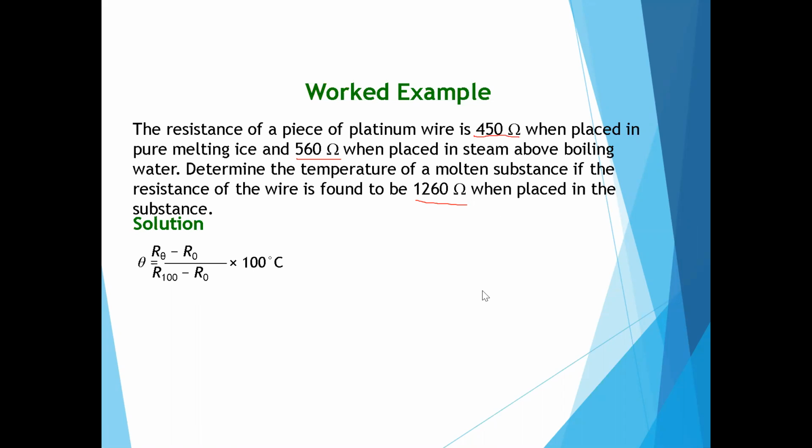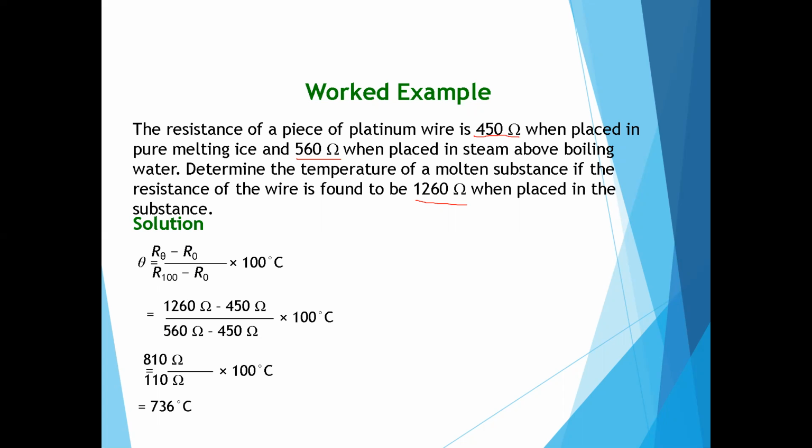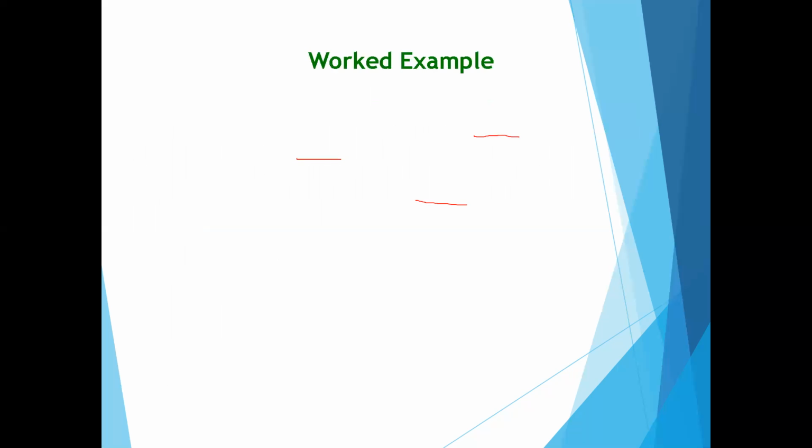So if we put in the values in the formula, it becomes 1260 ohms minus 450 ohms upon 560 minus 450 ohms, and you multiply it by 100. R theta, unknown resistance, 1260, R0, resistance at 0, or the ice point, it's 450, upon 560 minus 450. Sorry, this is for the ice point, not the steam point. And consequently we get our temperature as 736 degrees Celsius.